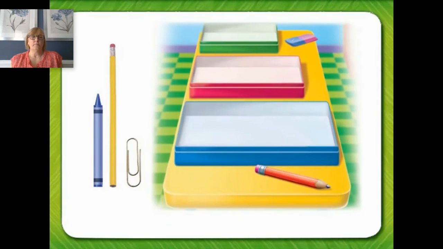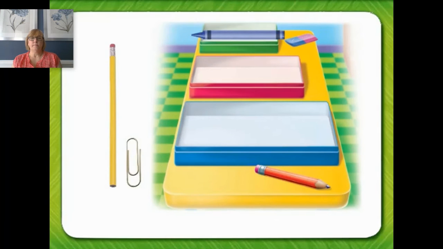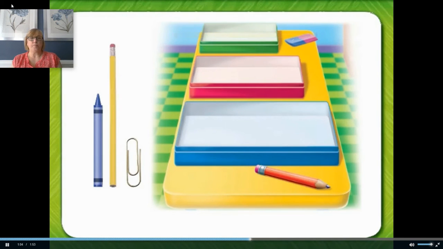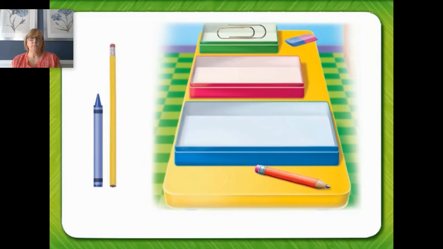Now we are going to choose the largest object that will fit in each box. I think the largest object that fits in this box is the paper clip. Let's try it. The paper clip fits in this box, but let's try the other 2 objects to see if they fit too. This crayon doesn't fit. It's too large. This pencil doesn't fit either. It is also too large. So, the paper clip is the largest object that fits in this box.